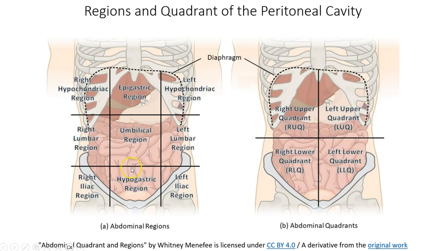And then we have the hypogastric region, so below. So epi means above, gastric refers to stomach, so this is above most of the stomach. And then the hypogastric, hypo is low, gastric again is stomach, so this is below that stomach region. And then we've got the left iliac region here.